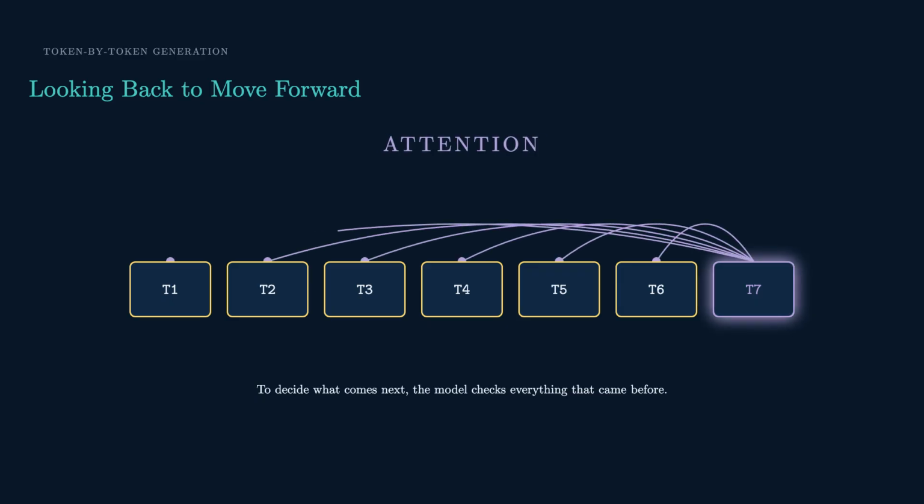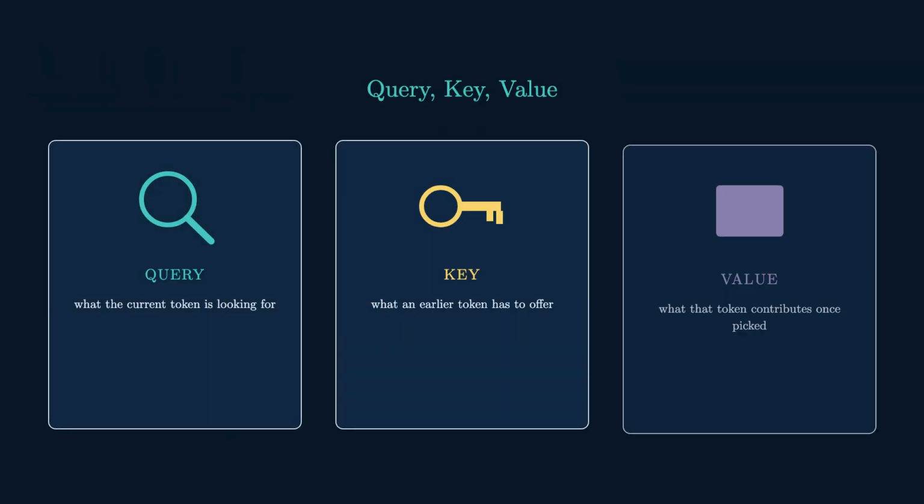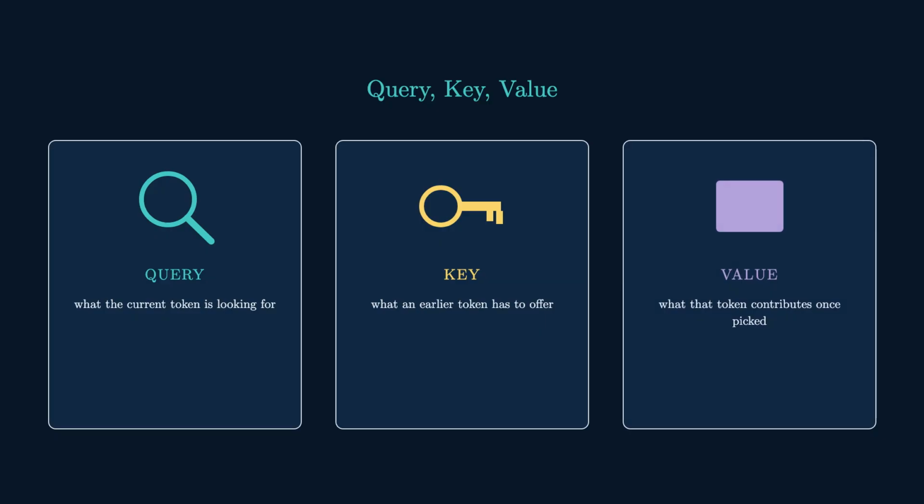That lookup is attention. Which means every earlier token has to still be reachable, and attention needs 3 specific things from each one of them. Query, key, value. One line each. The query is what the current token is looking for. The key is what an earlier token has to offer. And the value is what that earlier token contributes, once it gets picked.